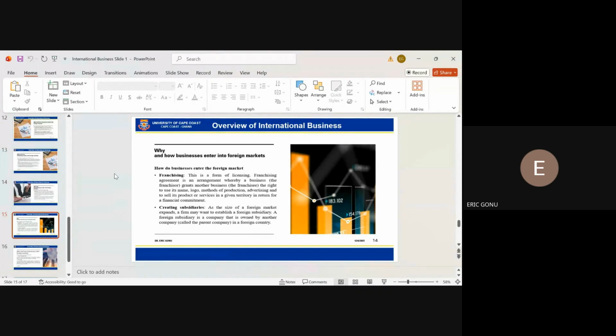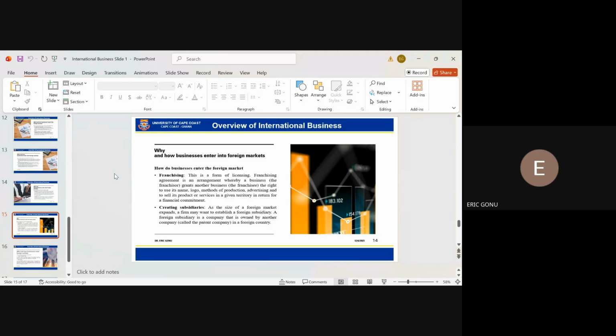Or you can do franchising. Either you do licensing or franchising. This is a form of licensing. Licensing is where you grant people access to use your trademarks for a fee. An example of licensing is what's called franchising. So a type of licensing is what we call franchising. Franchising is the son of licensing.